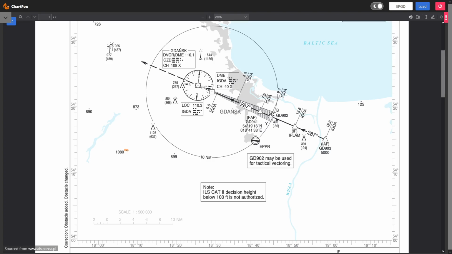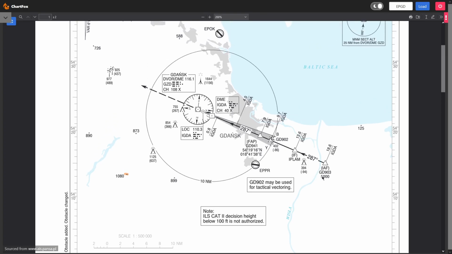So let's now talk about the ILS approach, which is the easiest one and probably the most common one for all approaches. So you have the Golf Delta 903 and it assumes that you are at 5,000 feet and you are going with your landing speed, and so there are no speed restrictions at this point, but you should not be going above 250 knots. This is just a friendly reminder.